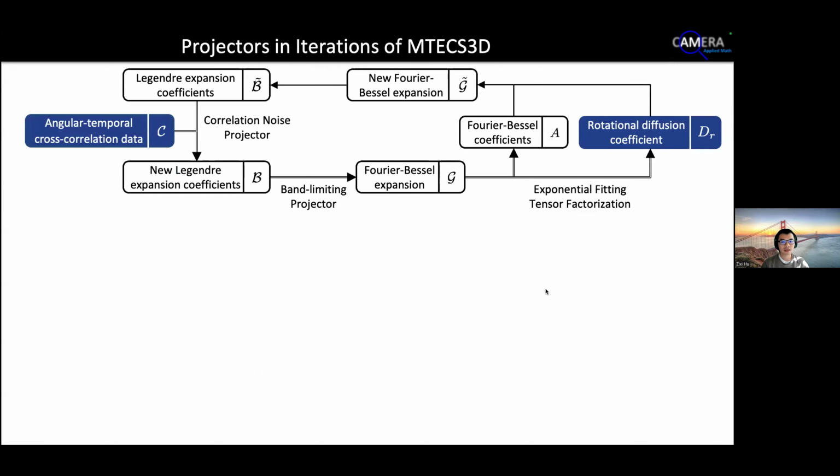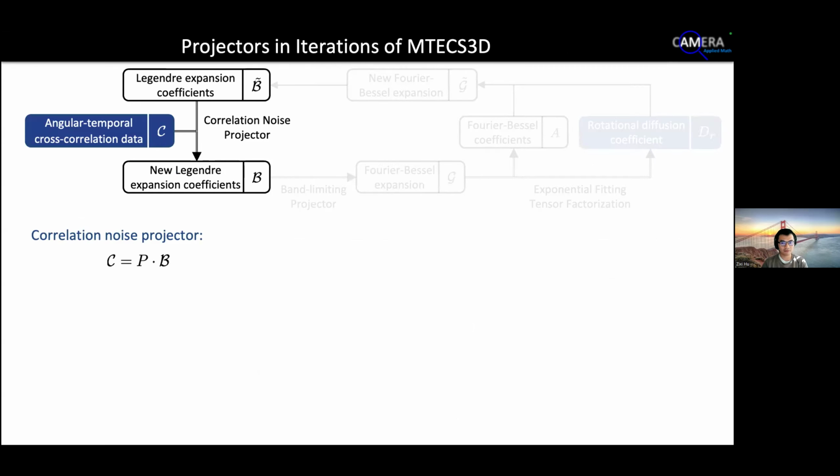Then how exactly do the projectors tackle those subparts? So the first one is the correlation noise projector. In matrix notation, the cross-correlation data, denoted by C here, can be represented as a matrix multiplication P times B. P is the matrix of the values of the associated Lagrange polynomials, and B is the Lagrange expansion coefficients. So this can be viewed as solving an overdetermined linear system, but instead of least squares, we solve it as follows. Given an initial guess, the correlation noise projector seeks to find a minimum perturbation through this Tikhonov regularization to have the updated value lie within the estimated uncertainty of the data.